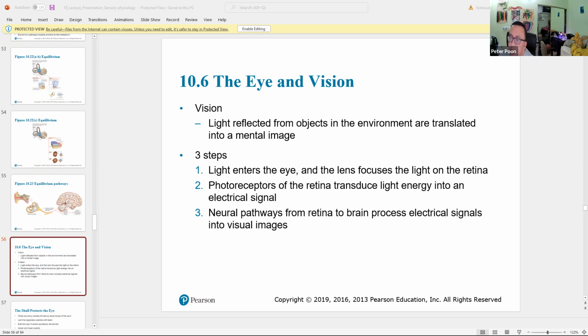Okay, the eye and vision. I know this will sound really strange to you guys, but the eye is not actually the thing you see with. The purpose of the eye is to focus the image on the retina. Light enters the eye and the lens focuses the light on the retina. That's the job of the eye. Photoreceptors of the retina transduce the light energy, the photons from light, into an electrical signal, and then your brain actually reads the signal.